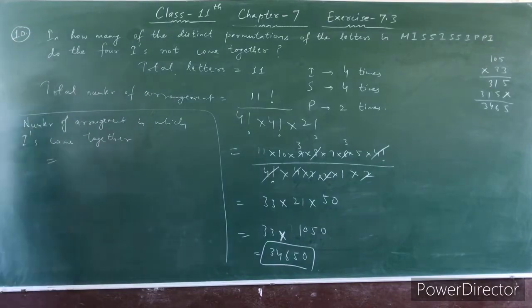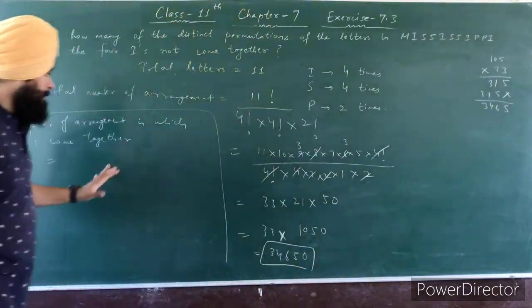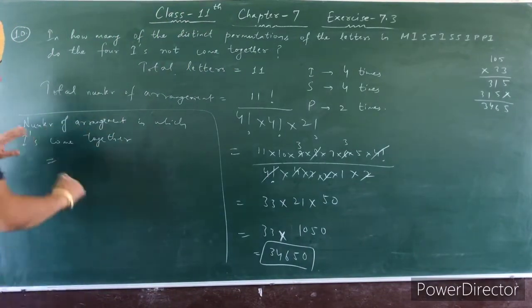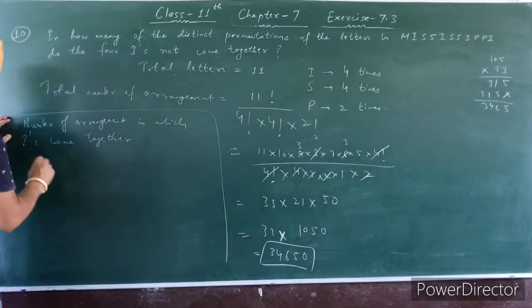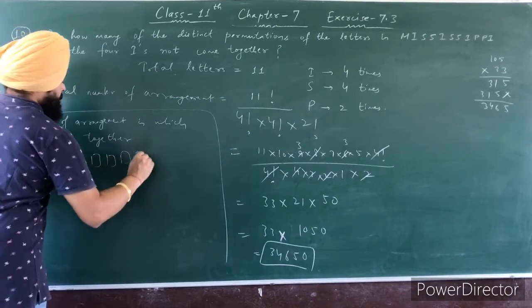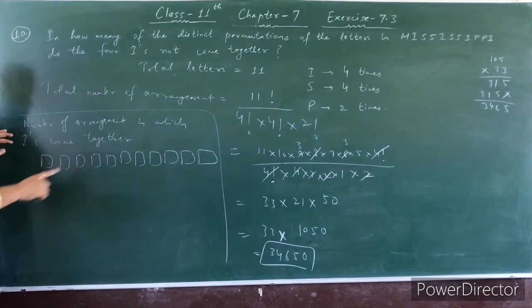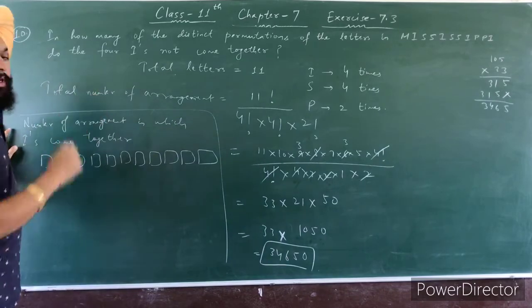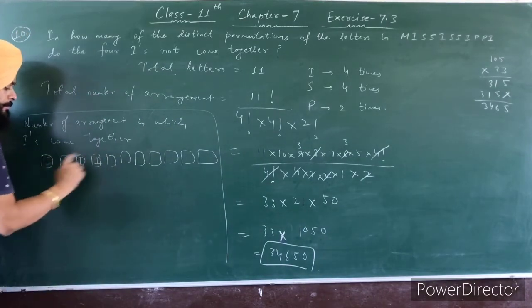I comes together. So you can see here, I comes how many times? 4 times. So first you have to make 11 boxes. How many? 11, because there are total 11 letters. Alright, 1, 2, 3, 4, 5, 6, 7, 8, 9, 10, 11. So I comes how many times? 4 times. So you see I comes together 4 times.